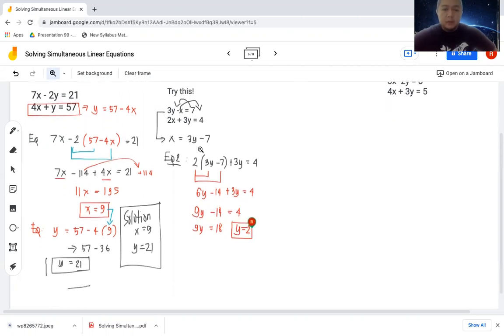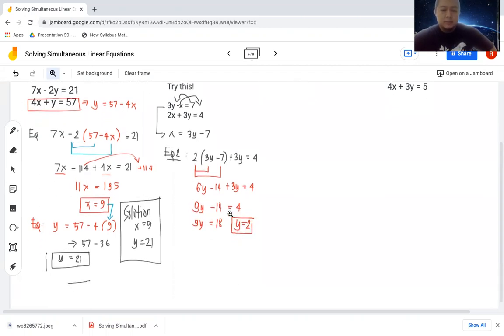Now from here, you will also notice that as soon as we get this value of y, what we need to do next is to substitute this to the x that we have. Okay, so from here, we are now going to substitute it to the x. So x is now equivalent to, let's just put a line so that you guys will understand which equation we use. So from here, x is equivalent to 3 times the value of y, which is 2, minus 7.